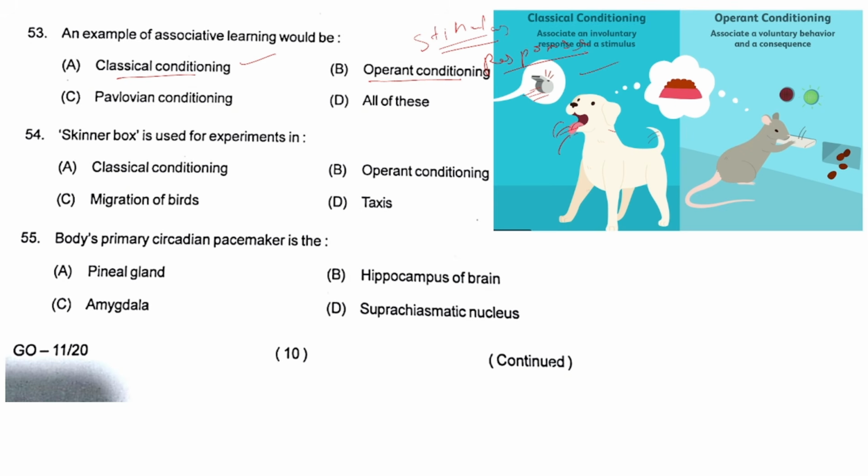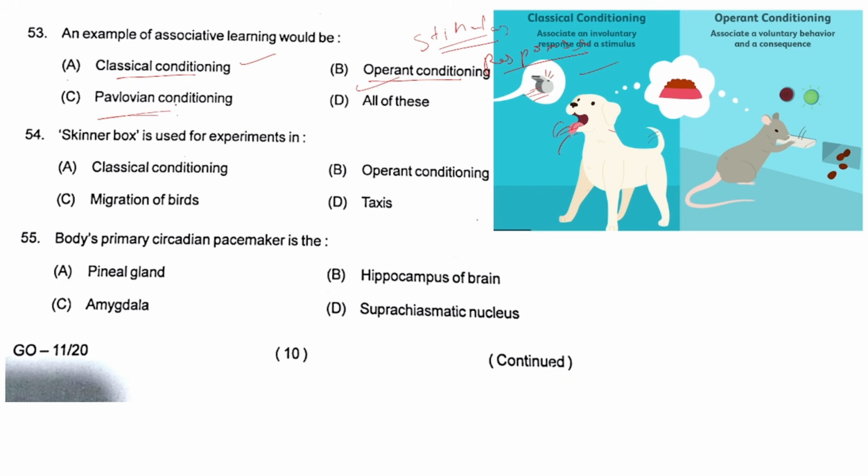Gradually the mice learned that upon pressing a particular button, so the button is a stimulus and he is getting an output, that is the food. So he is relating the stimulus and response. Okay, so operant conditioning is also correct in this.